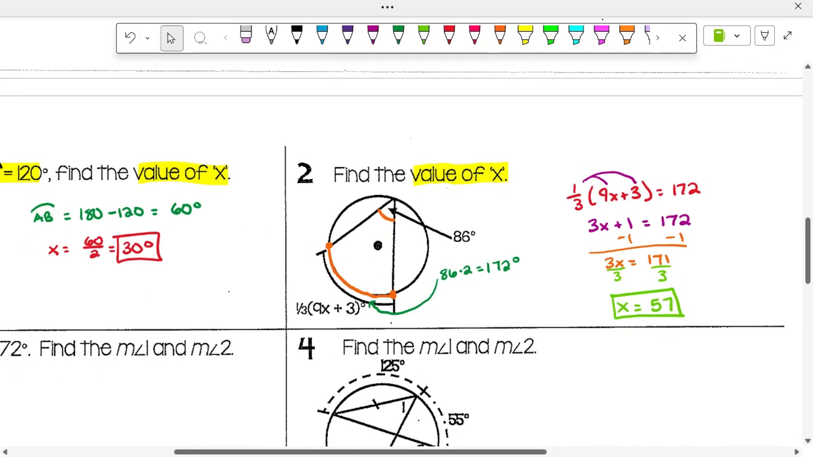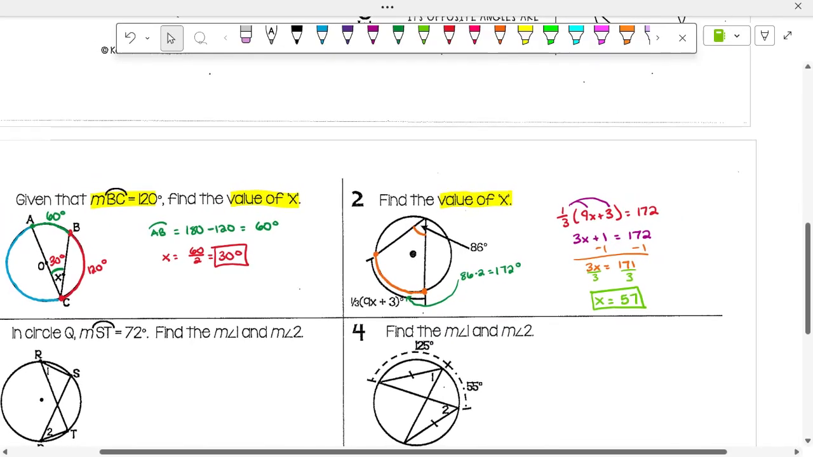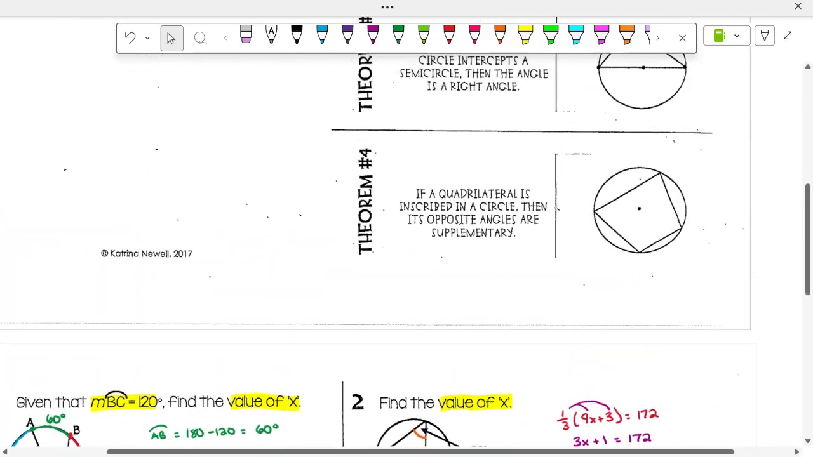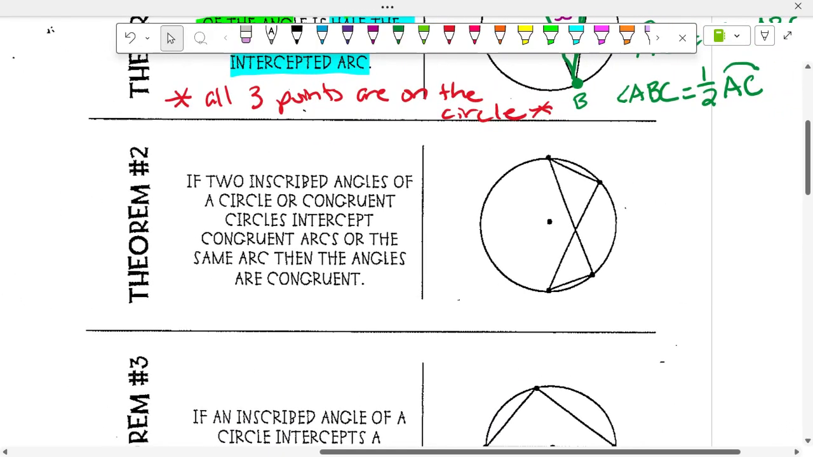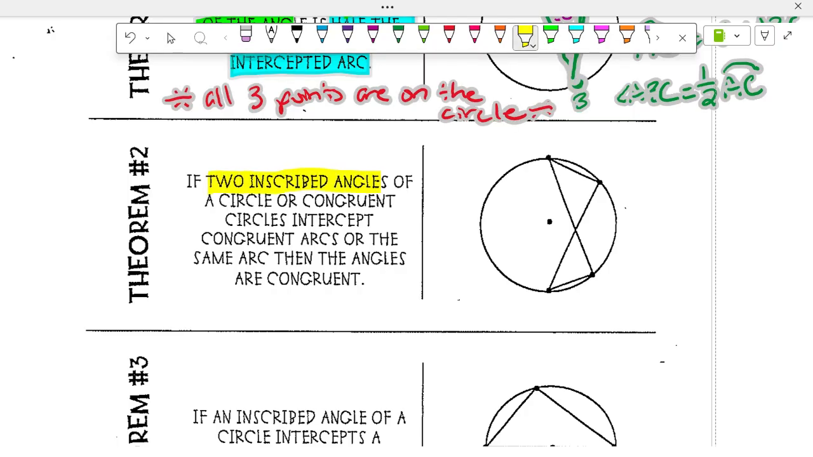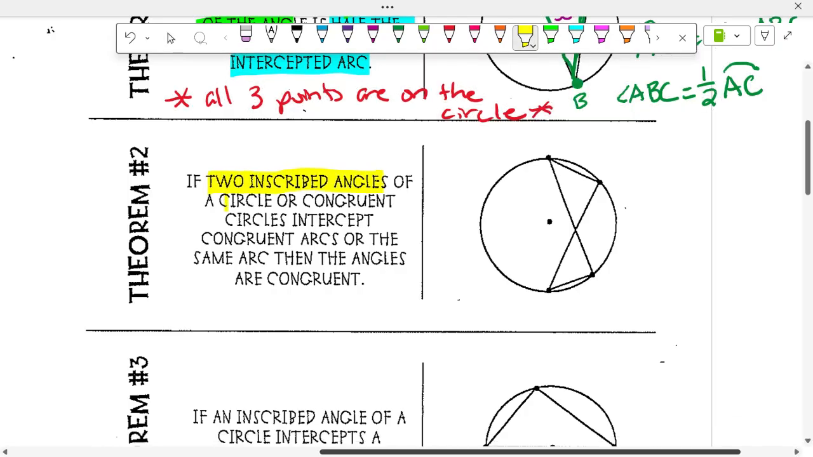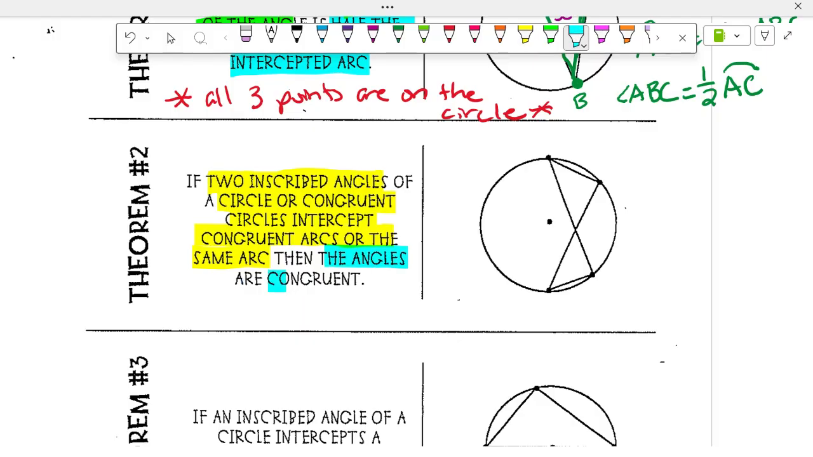All right, so those are the basic inscribed angles. But let's look at some other ways that we see inscribed angles. So go back to the front. Let's look at theorem 2. So if we have two inscribed angles of a circle or congruent circles that intercept congruent arcs or the same arc, then the angles are congruent.